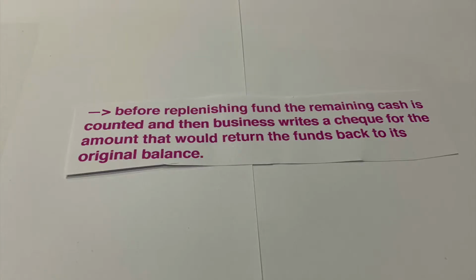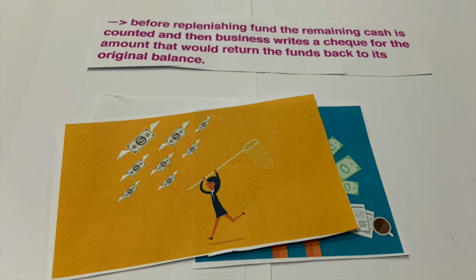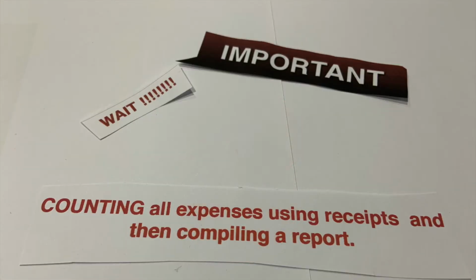Before replenishing the fund, the remaining cash is counted and then the business writes out a check for the amount that would return the fund back to its original balance. This involves counting all expenses using receipts and then compiling a report.